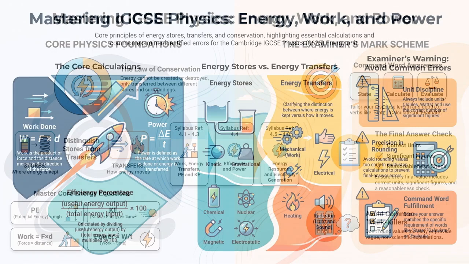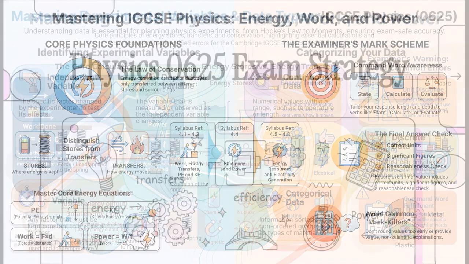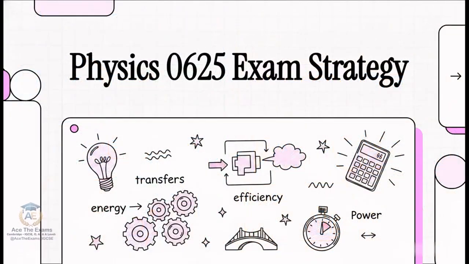Look at this calculation right here. Every single year, thousands of students step into the Cambridge IGCSE physics exam hall and bleed easy marks on energy transfers, efficiency, and power calculations, just like this one. Why? Well, because there's a hidden pattern.